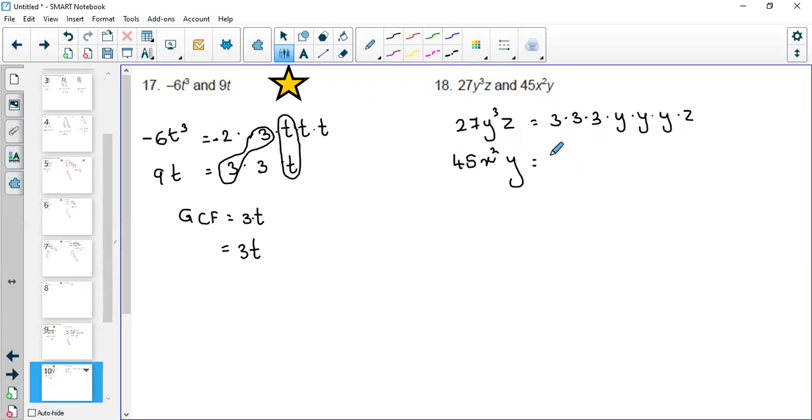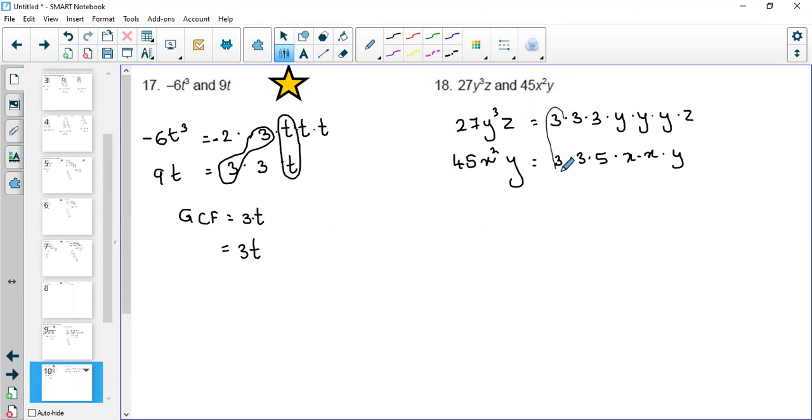So 45 is going to be 3 multiplied by 3 multiplied by 5. Because when you just imagine 45, the first factors which will come to your mind are 5 and 9. So 5 itself is a prime factor, and 9 will give you 3, 3. So that's how you do prime factorization mentally. Then x we have is square, which means x multiplied by x, then we have a y.